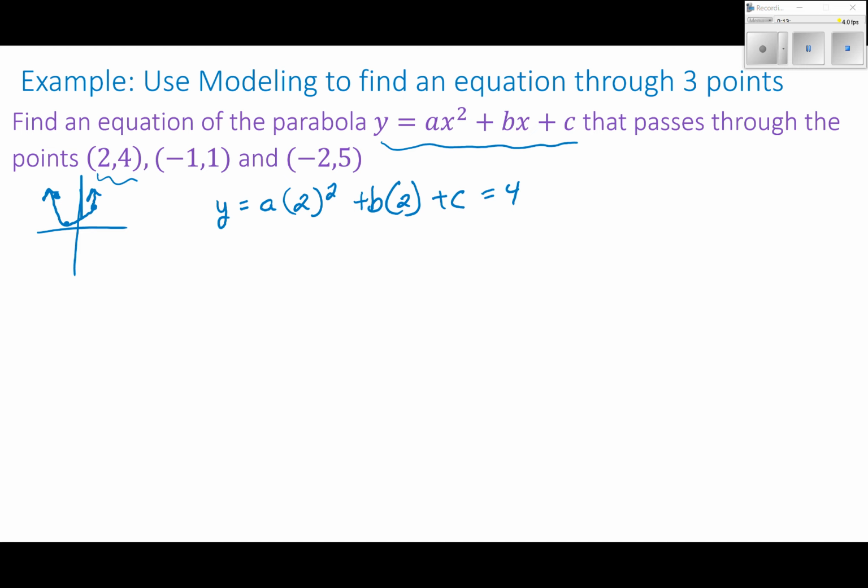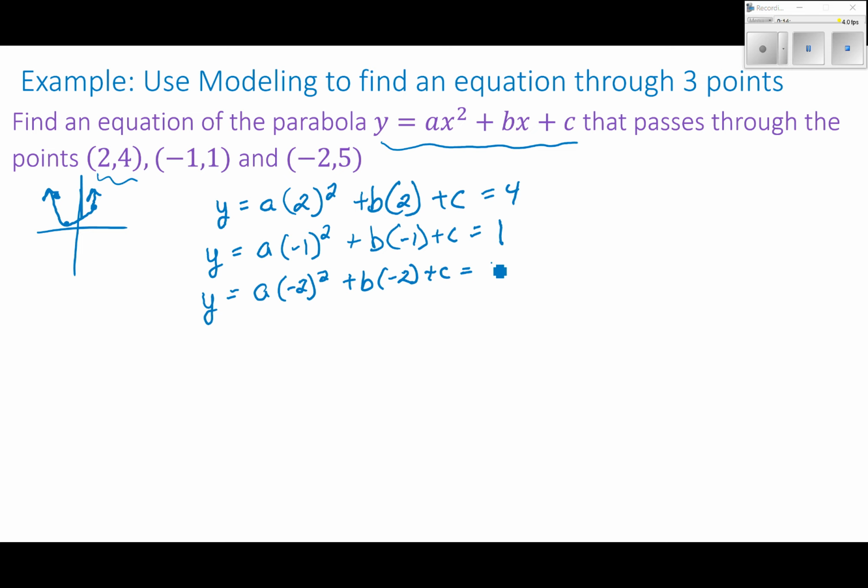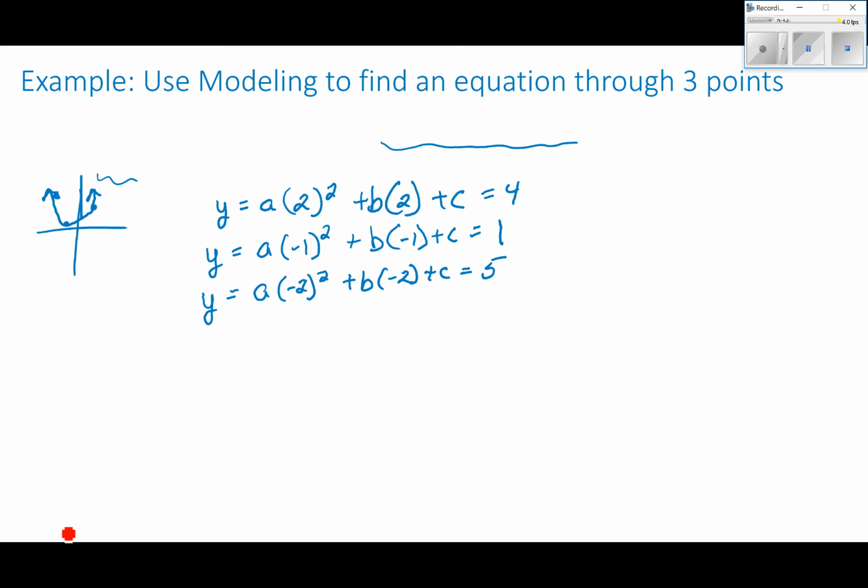I can also do this for the second one. My x is negative 1, so this is a times negative 1 squared plus b times negative 1 plus c equals positive 1, because that was my y coordinate. And then on the last one, a times negative 2 squared plus b times negative 2 plus c, that one has to equal 5. So let's clean this up a little bit.